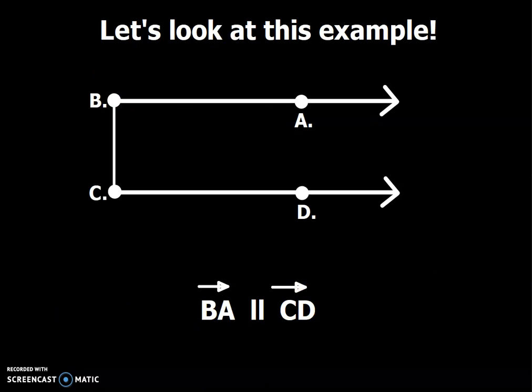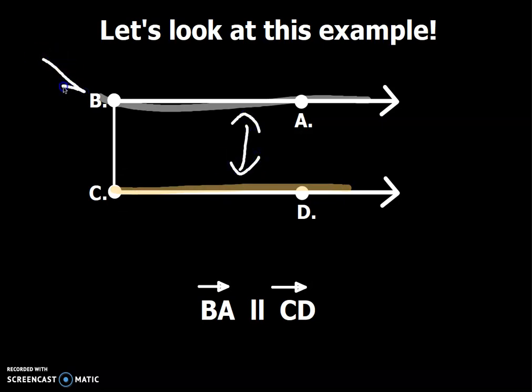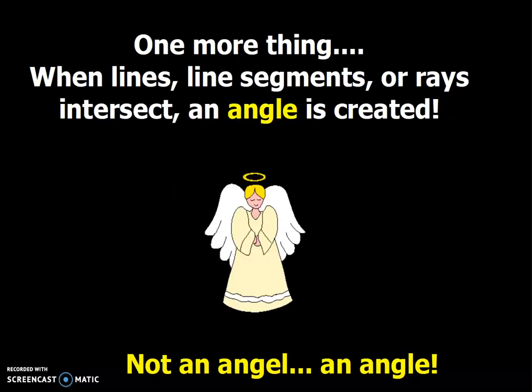So let's look at this example. Ray BA here is parallel to ray CD here. They never touch. They are the same distance apart. Now, line segment BC does touch them, but we're just talking about the ray BA and ray CD.